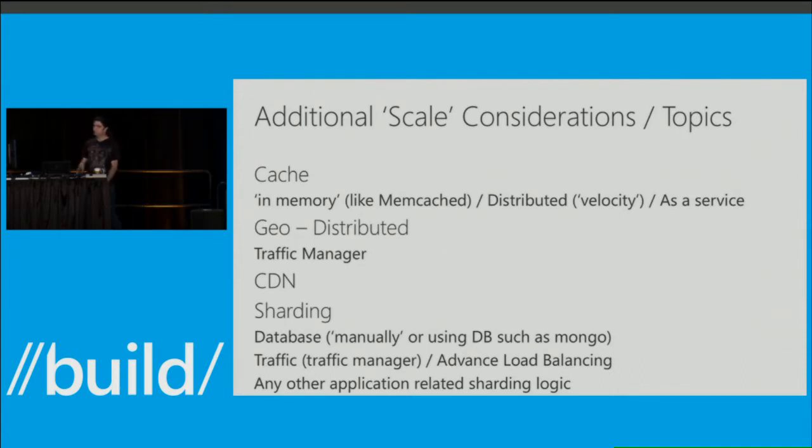CDN, obviously, it's not really about scale, but it's a lot about throughput and a lot about the goodness that comes with that. So obviously, if we have CDN, it's good. We don't have built-in CDN integration right now with Windows Azure websites. We will pretty soon. And then we go to even more advanced topics like sharding. You can shard your database, whether you do it manually through your code, or you're using a database like Mongo, for example. Traffic Manager will shard your traffic across. You can have advanced load balancing if you want, like, hey, 5% of my traffic goes here, the rest goes there, even within the same data center.